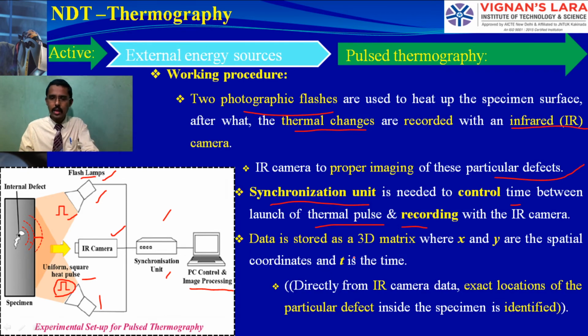The data is stored as a 3D matrix. It means nothing but x, y, z axes. Maybe it is because of a subsurface defect. We are not having any other sources. Other methods we have seen, the remaining 7 types of NDT. So data is stored as a 3D matrix where x and y are spatial coordinates and t is the time. Directly from IR camera data, the exact location of the particular defect inside the specimen is identified. You see inside the specimen, because we are understanding it's a subsurface defect that we are looking for.